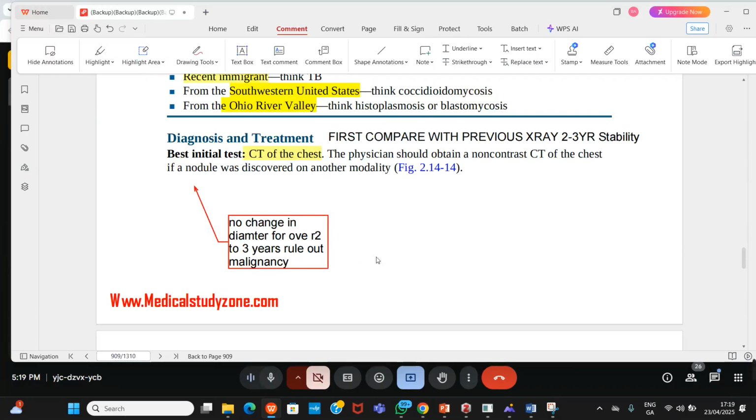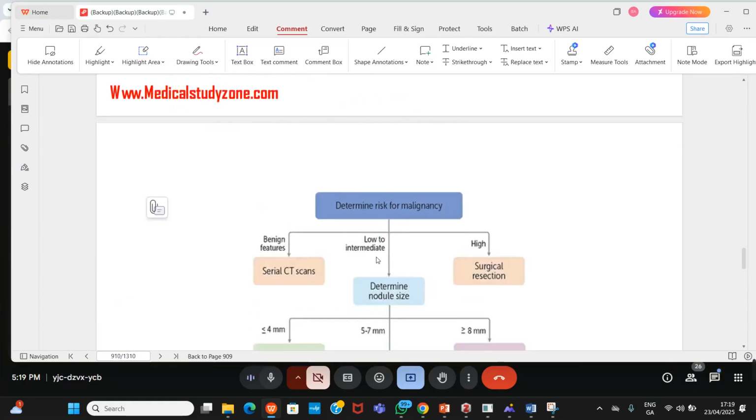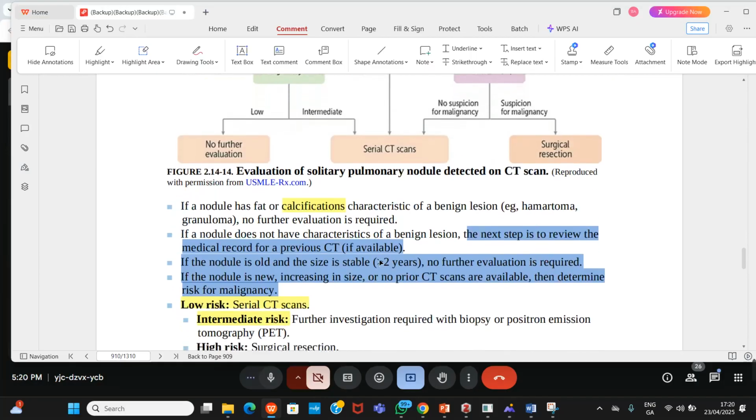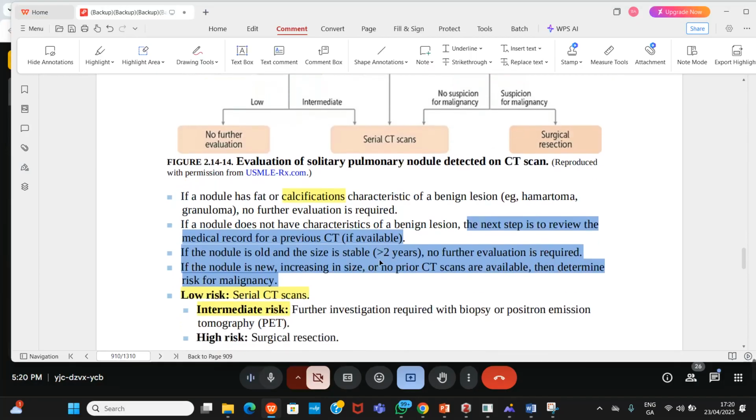So now, what is the best next step? A lung nodule was discovered. Best next step, CT scan of the chest. If the physician discovered a nodule on another modality, maybe they did an X-ray, the best next step is always to look at that lesion clearly with a CT scan. Don't ever forget that. Do a non-contrast.